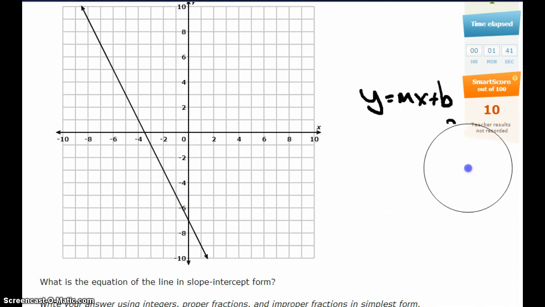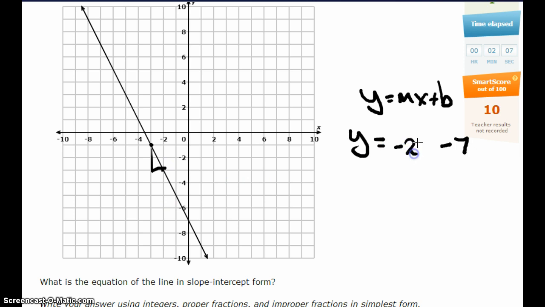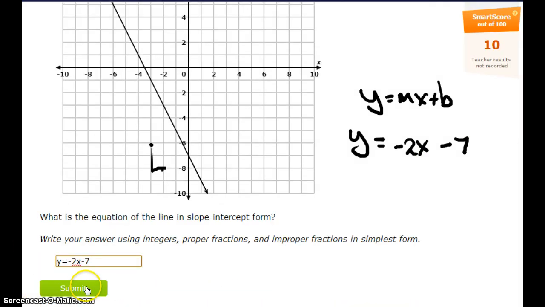Okay, so I'm looking here. They want me to write the equation. I know that I have y equals, my y-intercept is at negative 7. Okay, I'm looking for good points. There's a good point right there, and there's another good point right there. So it looks like I'm dropping 2 and I'm running 1. So negative 2x minus 7. Let's see how I did.